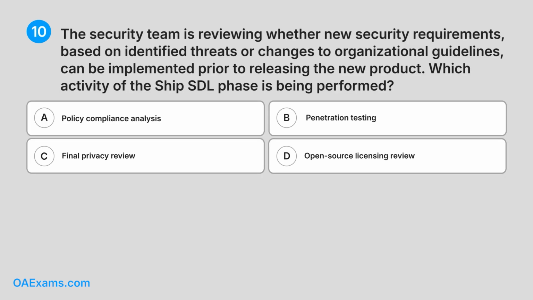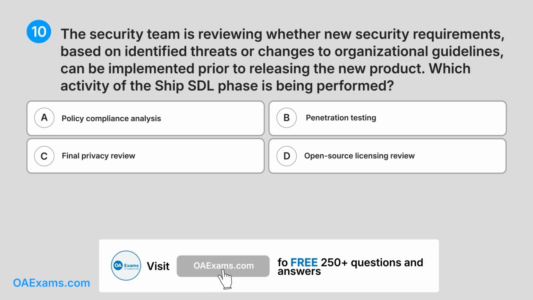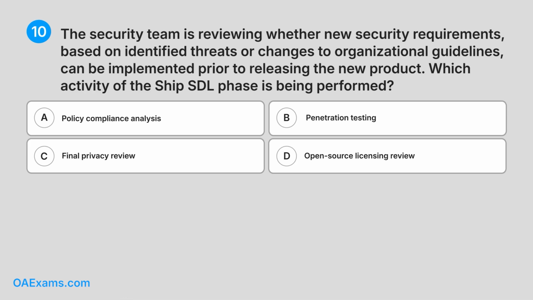10. The security team is reviewing whether new security requirements, based on identified threats or changes to organizational guidelines, can be implemented prior to releasing the new product. Which activity of the SHIP SDL phase is being performed? A. Policy compliance analysis. B. Penetration testing. C. Final privacy review. D. Open source licensing review. What do you think is the answer?